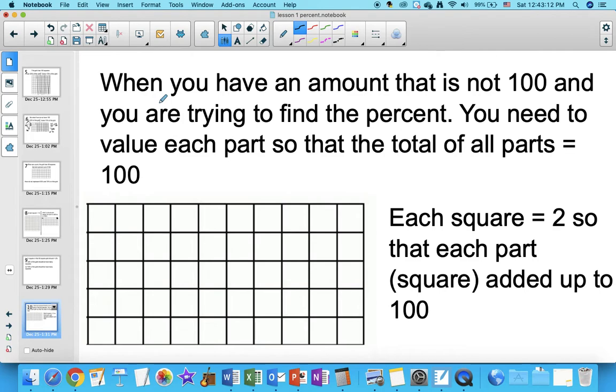So when you have an amount that is not 100 and you are trying to find the percent, you need to value each part so that the total parts equal 100. So again, here we have 50 squares. Well, each part, each square, needs to be given a value. Well, I gave each square a value of 2. And so they add up to 100. That's another way you could solve it.